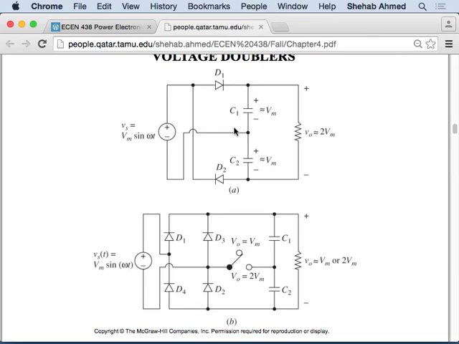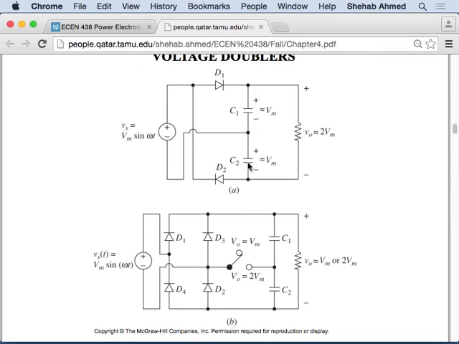Output voltage in the first half cycle, this capacitor is charging. And when this capacitor is charging, this diode is off. If diode D1 is on and it's charging C1, what's D2 doing? D2 is off in the first half cycle. If D2 is off, this capacitor was charged before, but now it's only supplying the current.